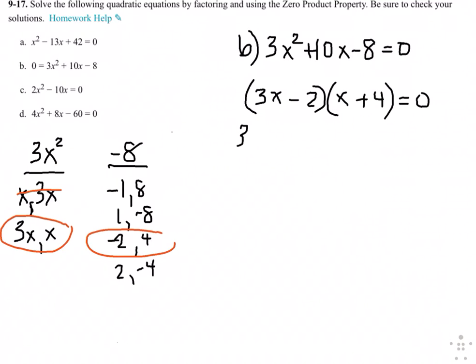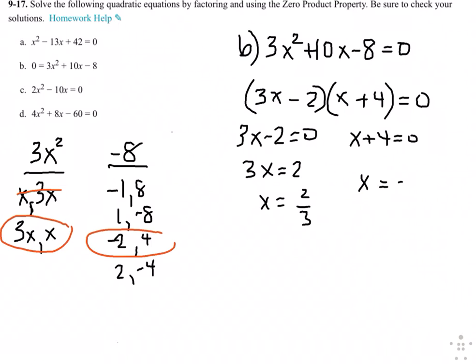So that means 3x minus 2 is 0, or x plus 4 is 0. So 3x equals 2, x equals 2/3, and x equals negative 4. So negative 4 and positive 2/3 is the solution.